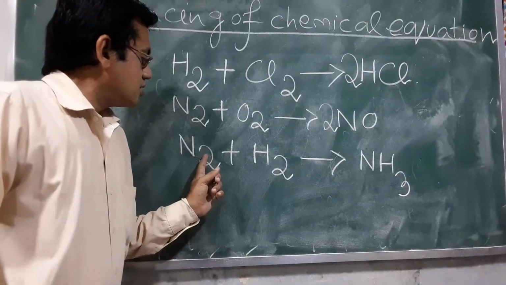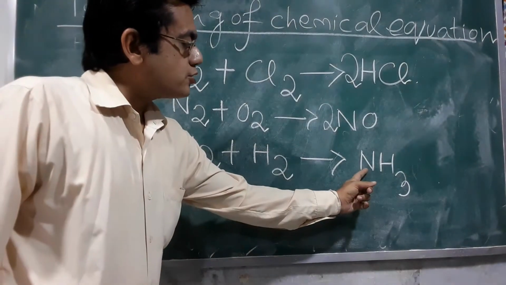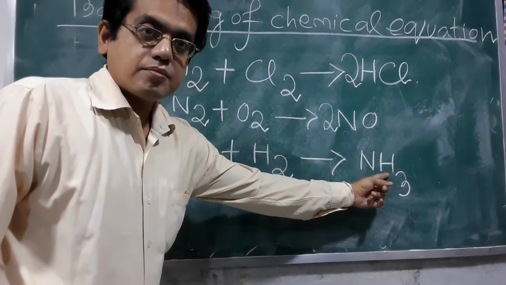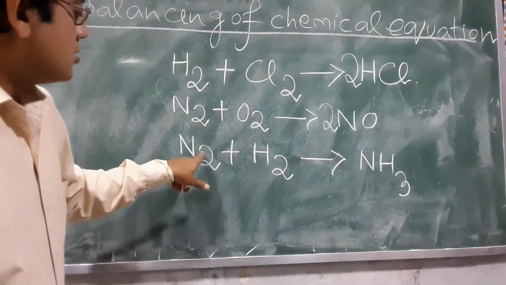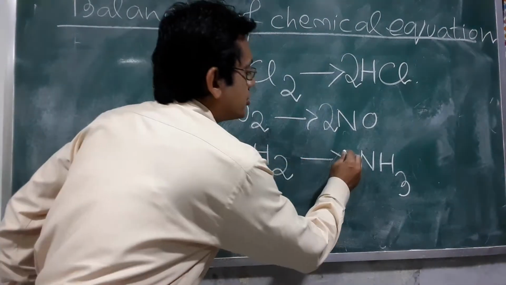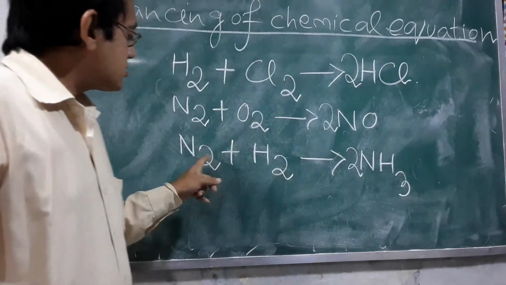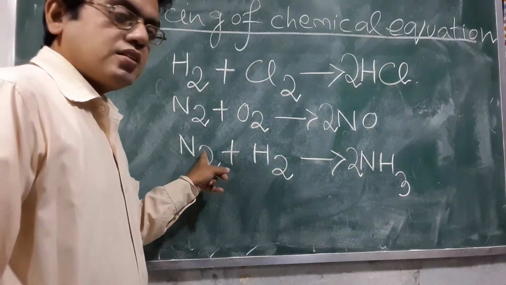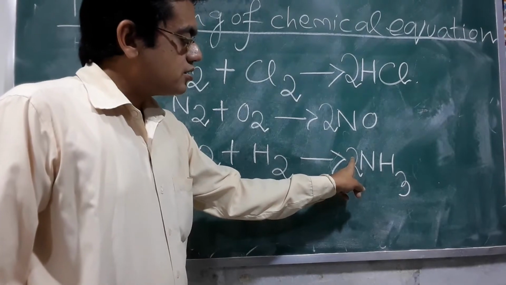See here, 2 nitrogen atoms, 2 hydrogen atoms, 1 nitrogen atom, 3 hydrogen atoms. Please follow. 2 nitrogen atoms, 1 nitrogen atom. So put 2 over here. Why did I put 2 over here? Because the number of nitrogen atoms is 2 over here. So I purposely put 2 over here.